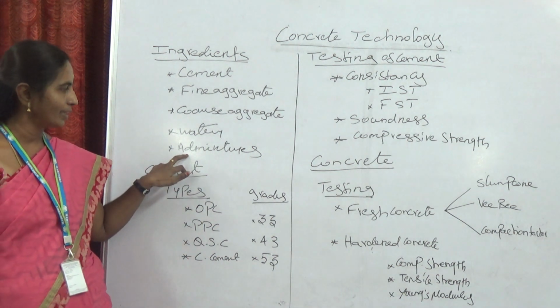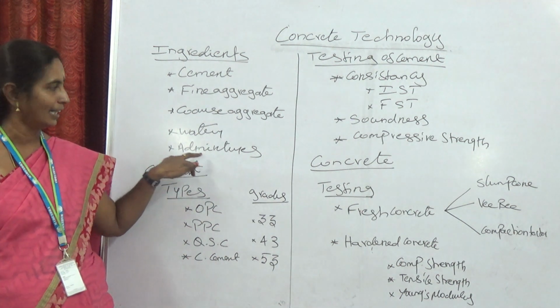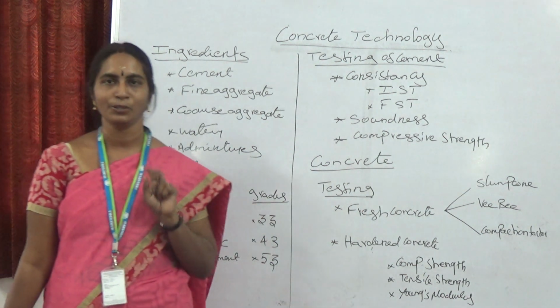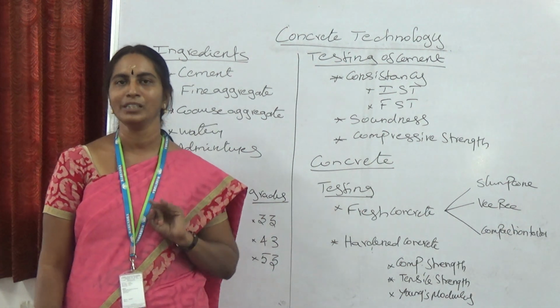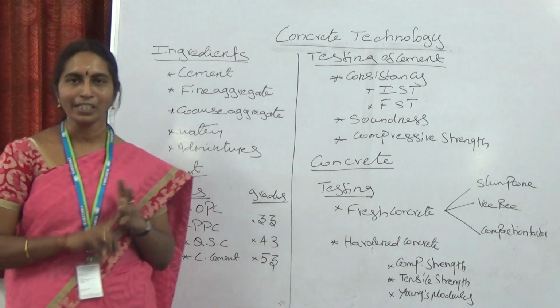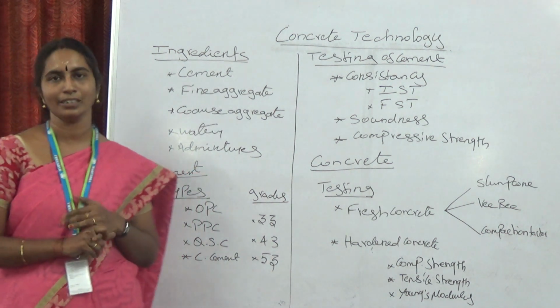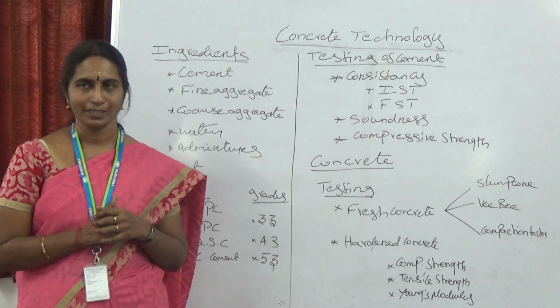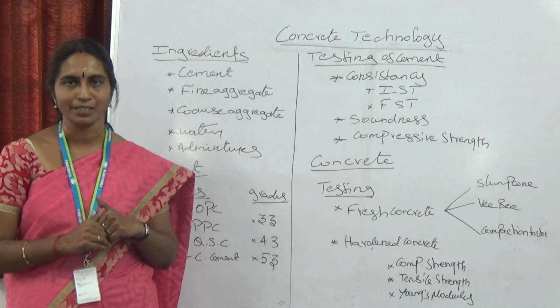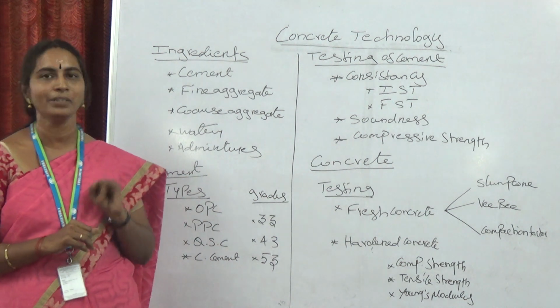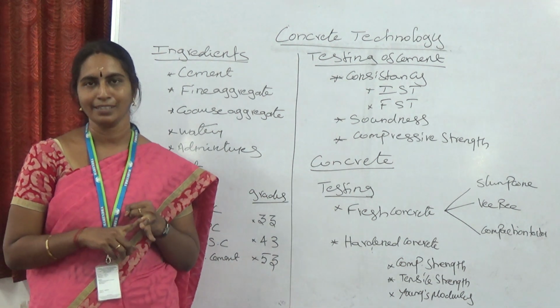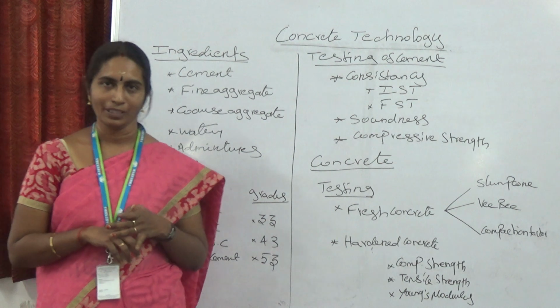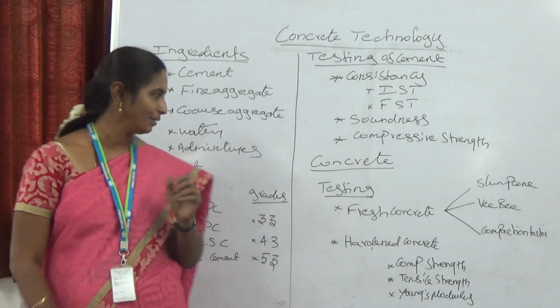Then another important one, which is the trend nowadays, is the admixture. The admixture is classified into two: one is the chemical admixture, another one is the mineral admixture. Chemical admixtures are used to reduce the water content, accelerate the compressive strength gain, and slow down the setting process. The names are plasticizer, super plasticizers, retarders and accelerators. These are all used as chemical admixtures.